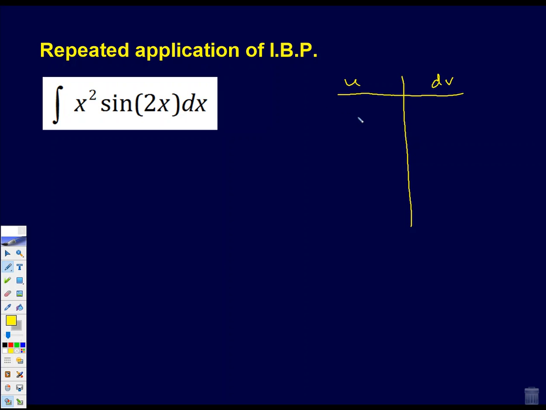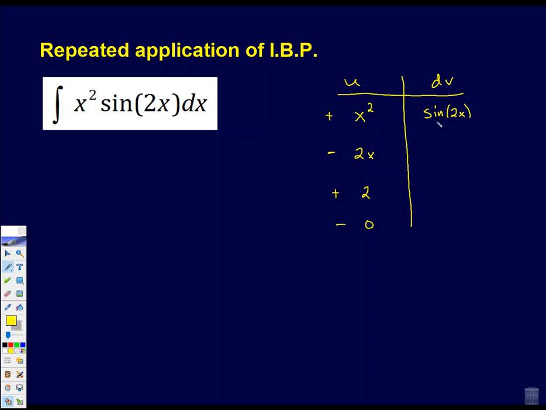So remember, I'm going to pick u to be x squared and then keep differentiating it until I get to 0. And remember what we pointed out in the first example: we have to account for sign changes, and I'm going to put that in the left margin. Now the dv is going to be, this time, sine 2x.